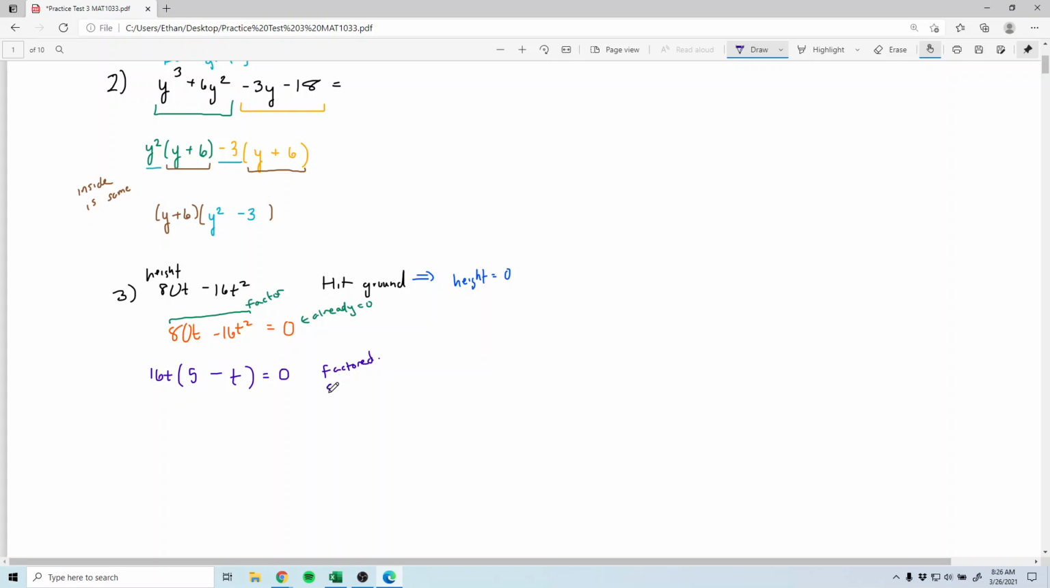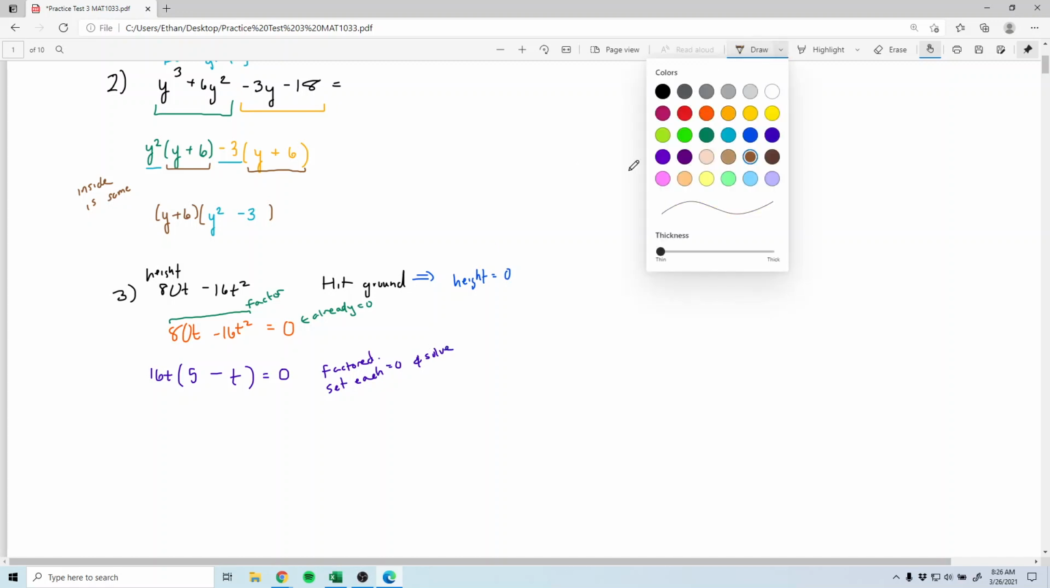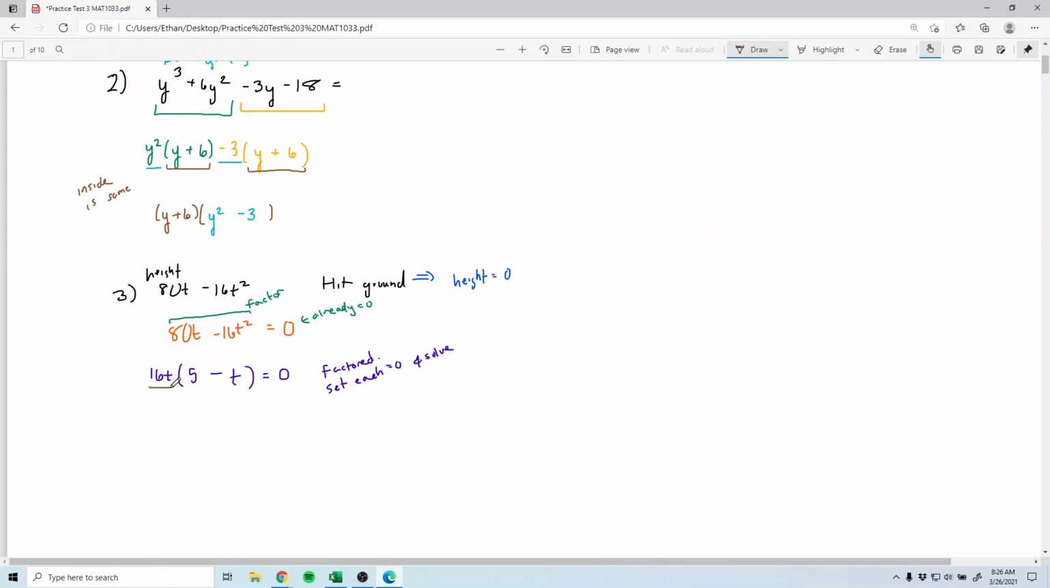And now that it's factored, we set each factor equal to 0, and we solve each one. Don't forget, that's the easiest thing to forget when you're learning this: the thing in front, because you don't really write it in parentheses. But we do have a t there, so we've got to set it equal to 0. And then the thing inside the parentheses, 5 minus t, also set that equal to 0. Solve each one of these.